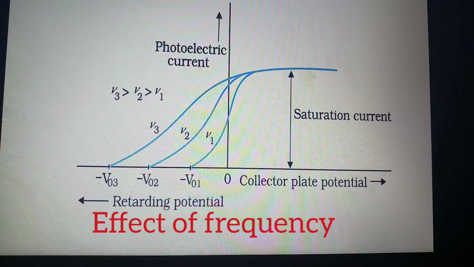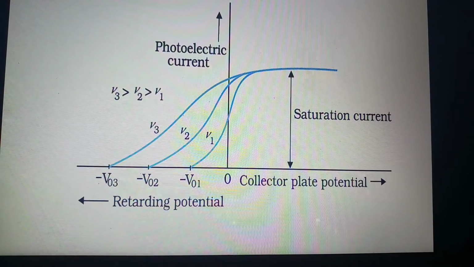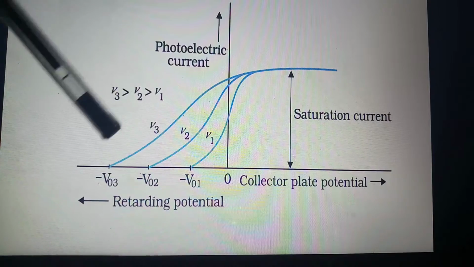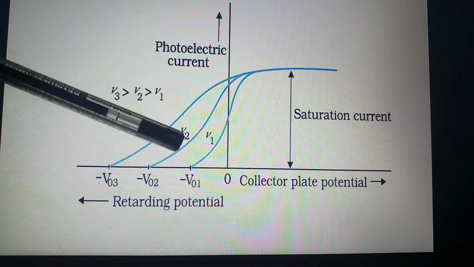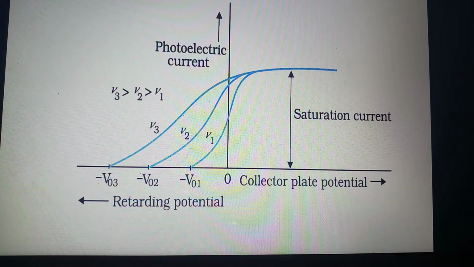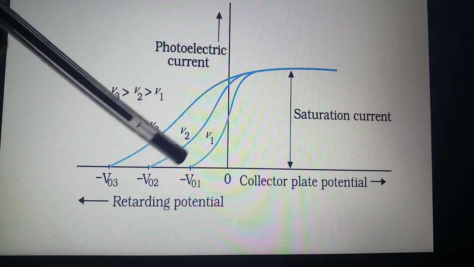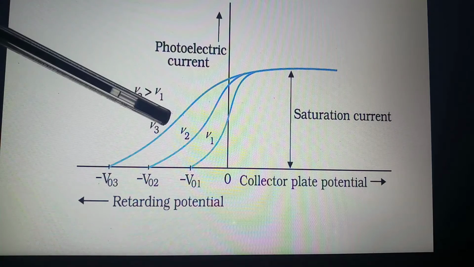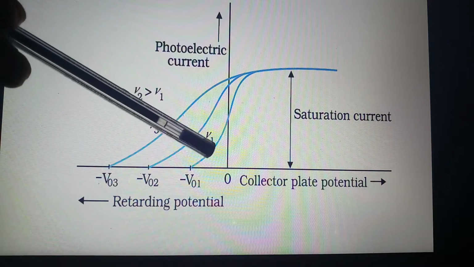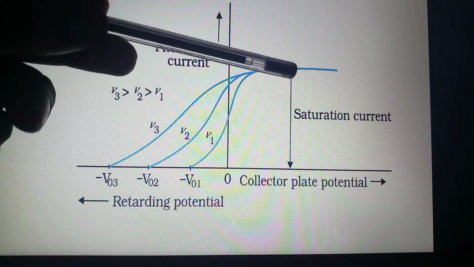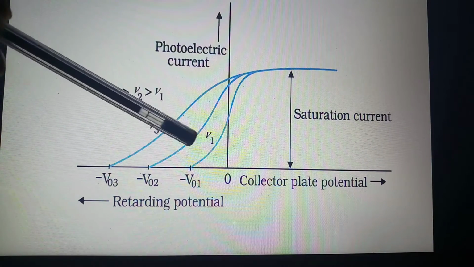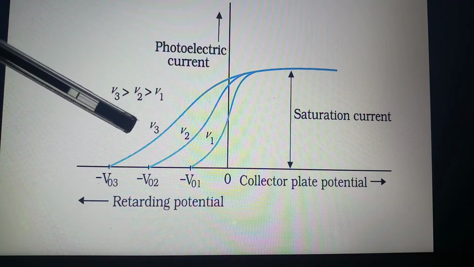Now we are going to discuss the next method. In this experiment we are using different frequencies and finding the effect of frequency on the stopping potential. Here you can see we have 3 graphs. These 3 graphs are for the same intensity, that's why the saturation current is the same. By maintaining the same intensity, we are using 3 frequencies here. 3 frequencies means it can be 3 colors.